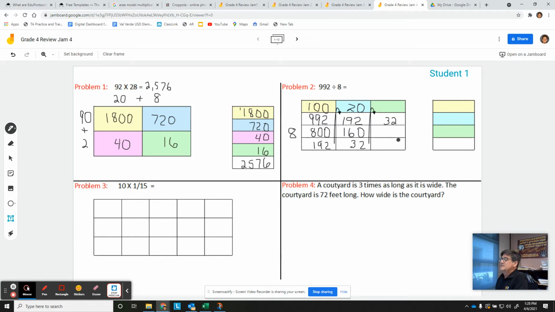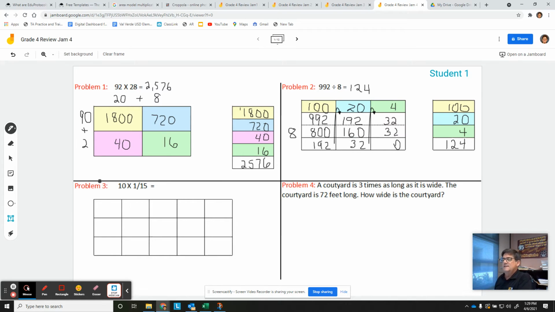And now it becomes, I think, 4 times 8 is 32, and that's 0. So again, like the other scaffold, I have 100 here, I have 20, and I have 4, and so that answer is 124. Okay, so now we've done two problems, area model for multiplication and area model for division.